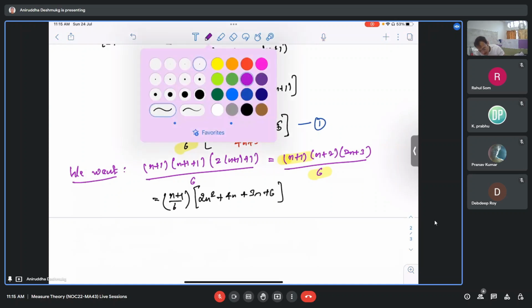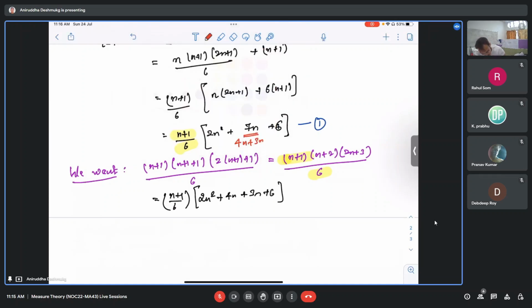Now what can I do? I can take something common here. I can take 2n common here, this becomes n plus 2. I can take 3 common here, this becomes n plus 2. And then I can take n plus 2 together common. So this becomes n plus 1, n plus 2, and then 2n plus 3. And this completes the proof.